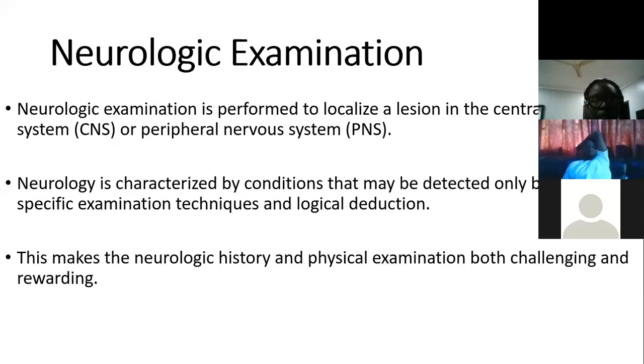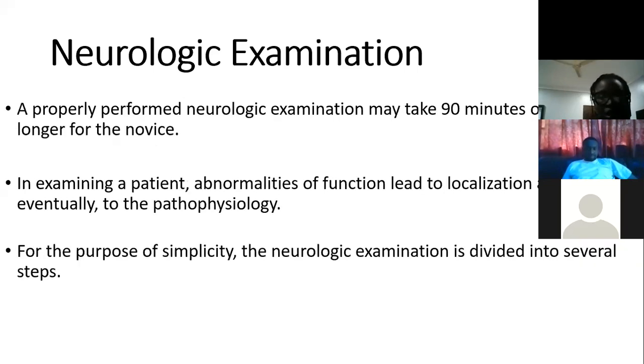Okay, so once you've taken a good history, then you come to a focused neurologic examination. The neurologic examination is done to localize the problem or the lesion, whether it's in the central nervous system or the peripheral nervous system. And usually, this takes a very long time, between 45 minutes to 1 hour. But once you take a good history, the physical examination can be very rewarding for you.